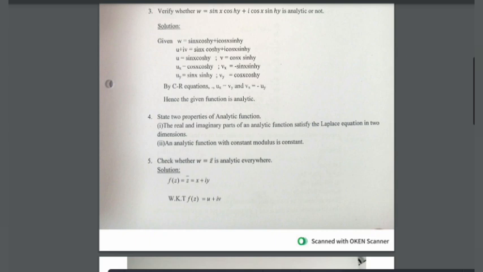Now state 2 properties of analytic function. The real and imaginary parts of an analytic function satisfy the Laplace equation in 2 dimensions. The second property is that an analytic function with constant modulus is constant.